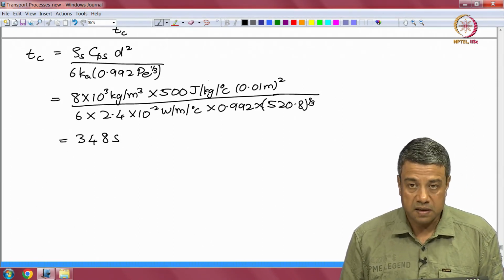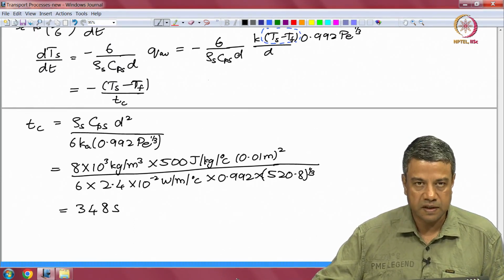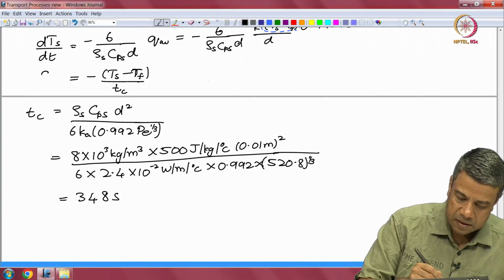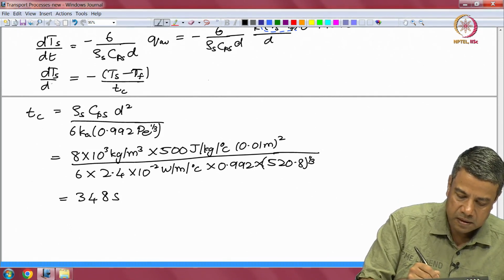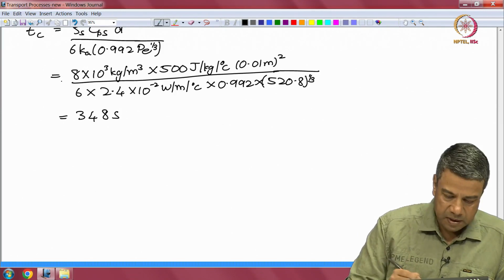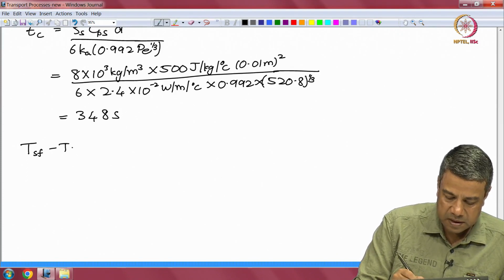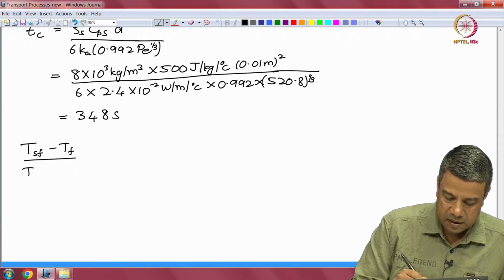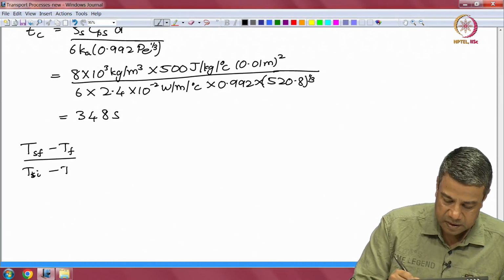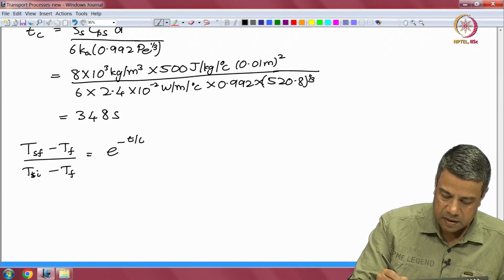So, this is the characteristic time for the cooling of the sphere due to forced convection. Now, this equation here, dTs by dt, can be solved to obtain (Ts minus Tf) divided by (T initial temperature of the sphere minus Tf) is equal to e power minus t by Tc.